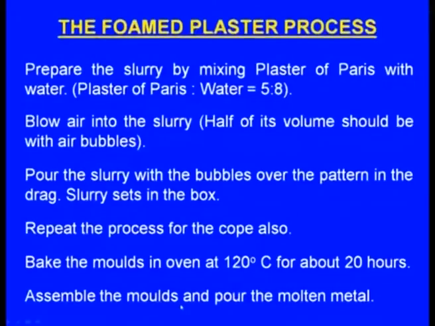Now inside there were bubbles. Because of the air bubbles, the permeability of the molding medium will be enhanced. Next, assemble the molds and pour the molten metal. The process is the same as the first one, only the difference is here we blow the air into the slurry.